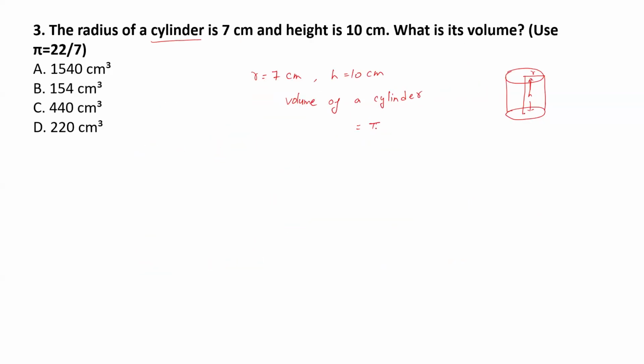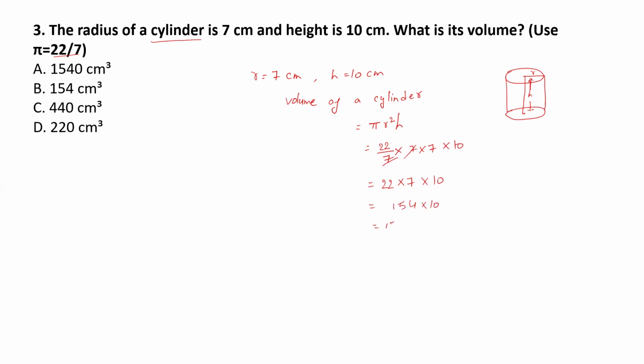So pi r square h. You know r, you know h, and pi is a constant, given in your question. So pi is 22 upon 7 into r square, that means 7 into 7, and then h, that is 10. So one 7 will get cancelled. So 22 into 7 into 10. This is the answer. So 7 into 22, this you have to compute, is 154, and then into 10.